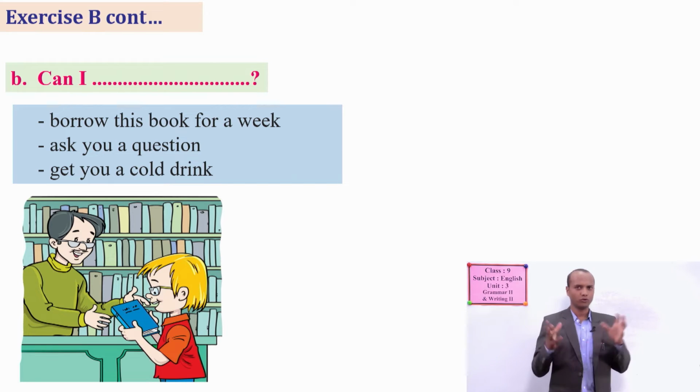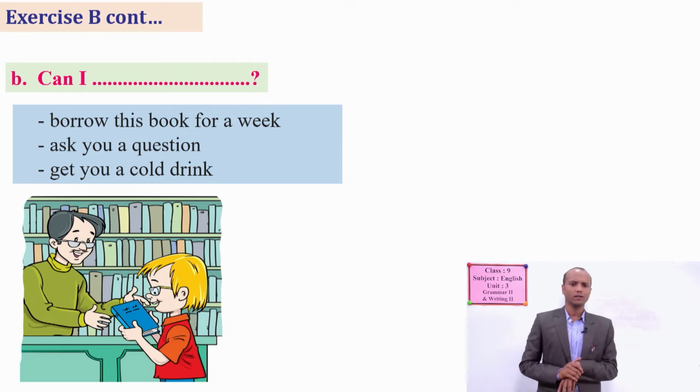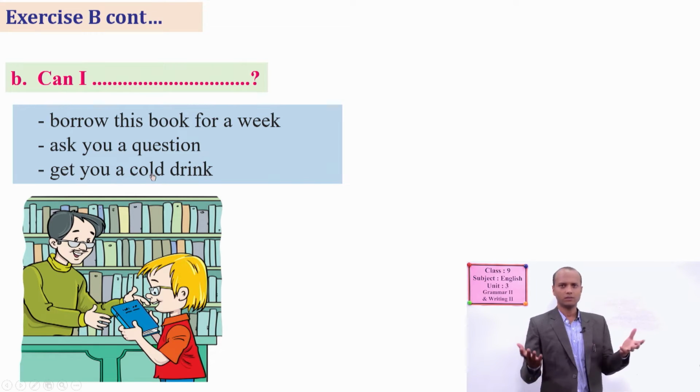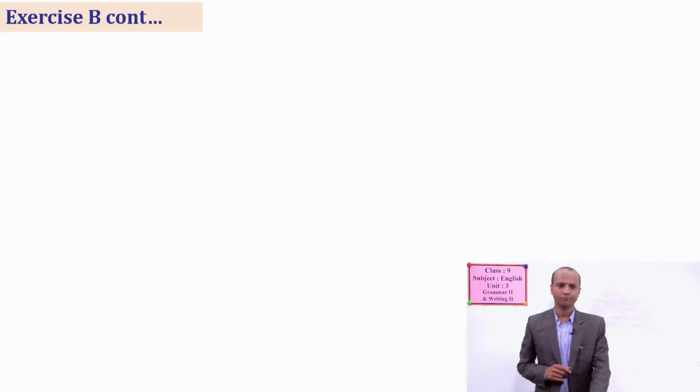Next. Suppose your friend is there at your home. You might say, can I get a cold drink for you? Got it? Can I get you a cold drink? So this is, as I said earlier, an informal one, when you have a casual relationship, for example, your friend is there with you.